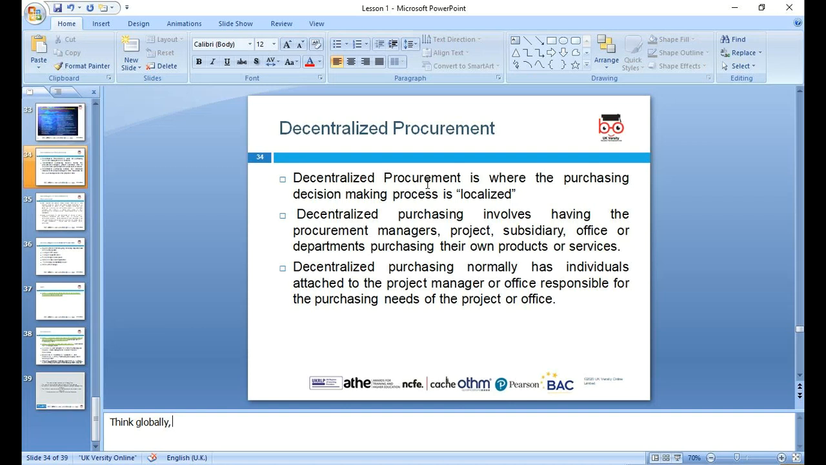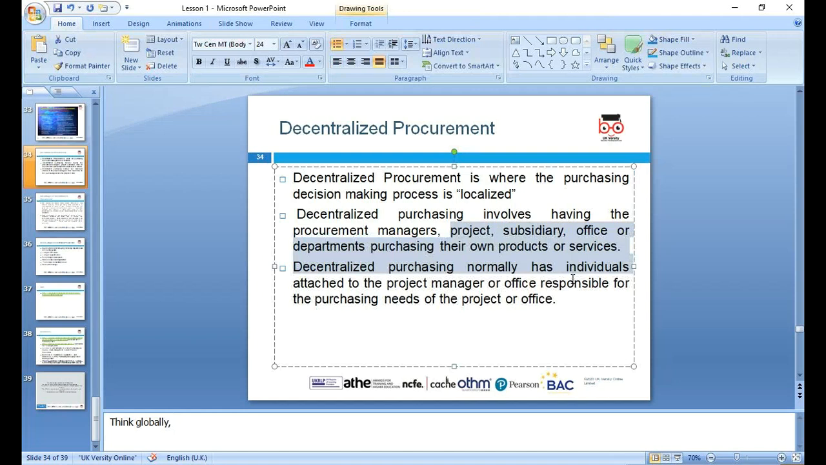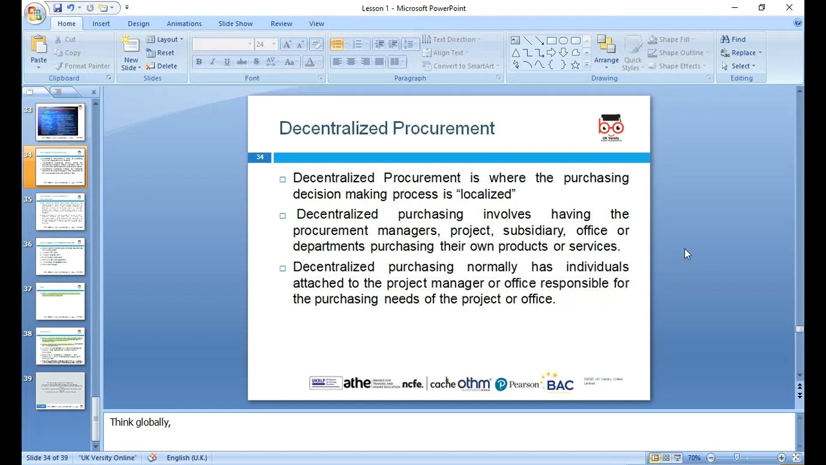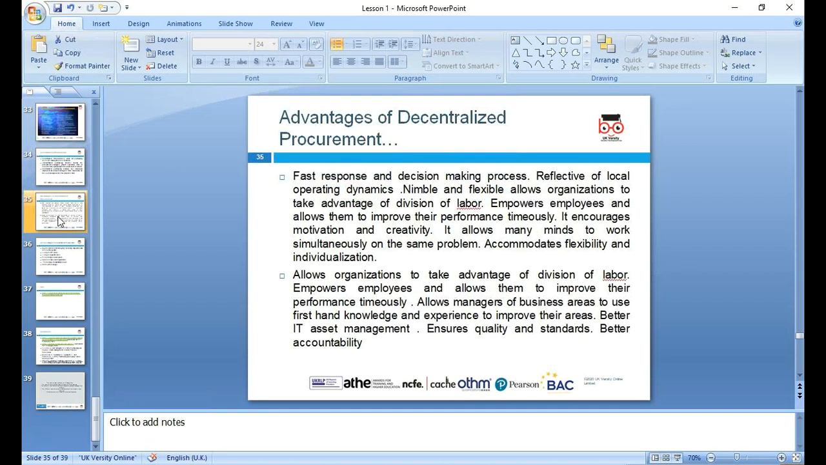Decentralized procurement is where the purchasing decision process is localized. Decentralized purchasing involves having procurement managers in project and subsidiary offices, with individual project managers and offices responsible for the purchasing needs. If your head office does it and you do it yourself, there is a huge difference. You can look at the local customer and purchase what is required accordingly. China, for example, has different quality standards for different parts of the world, so they use different supply and procurement channels as well.